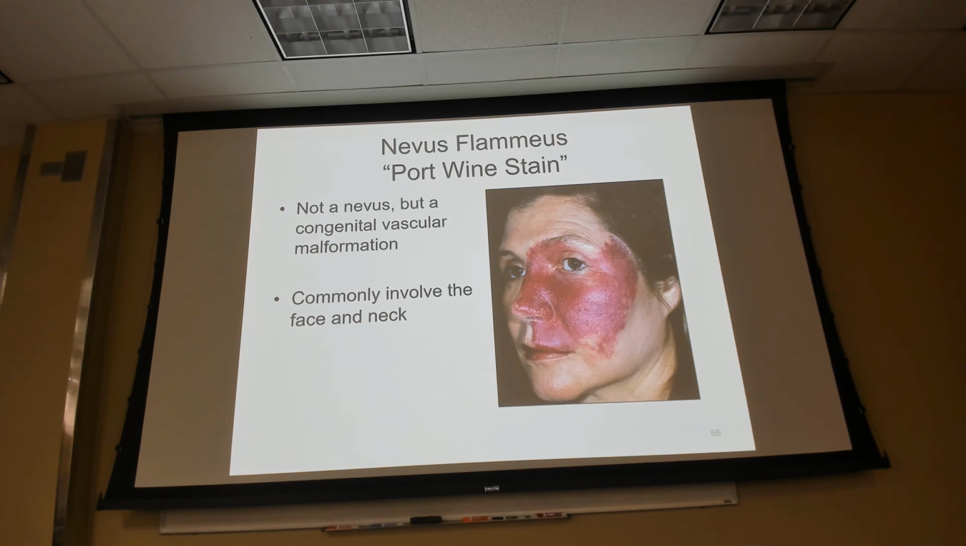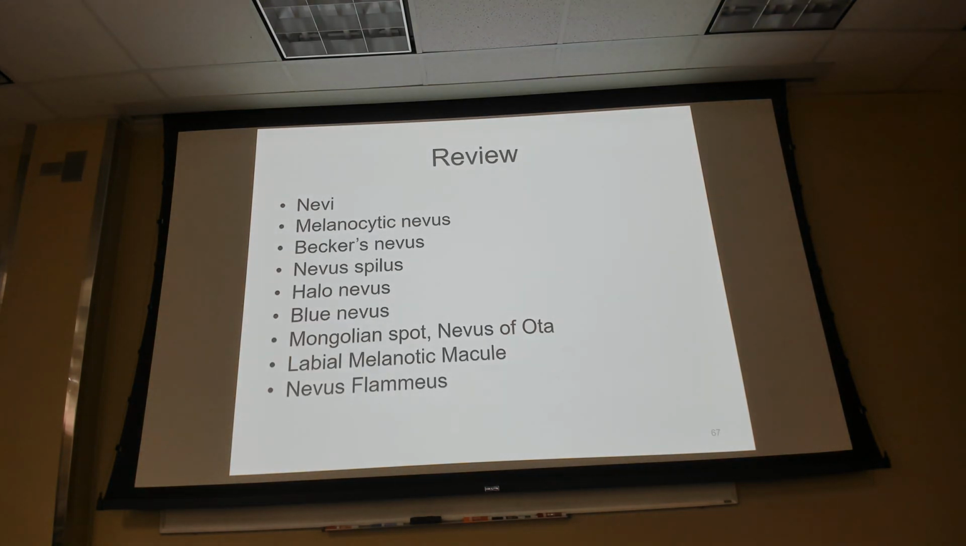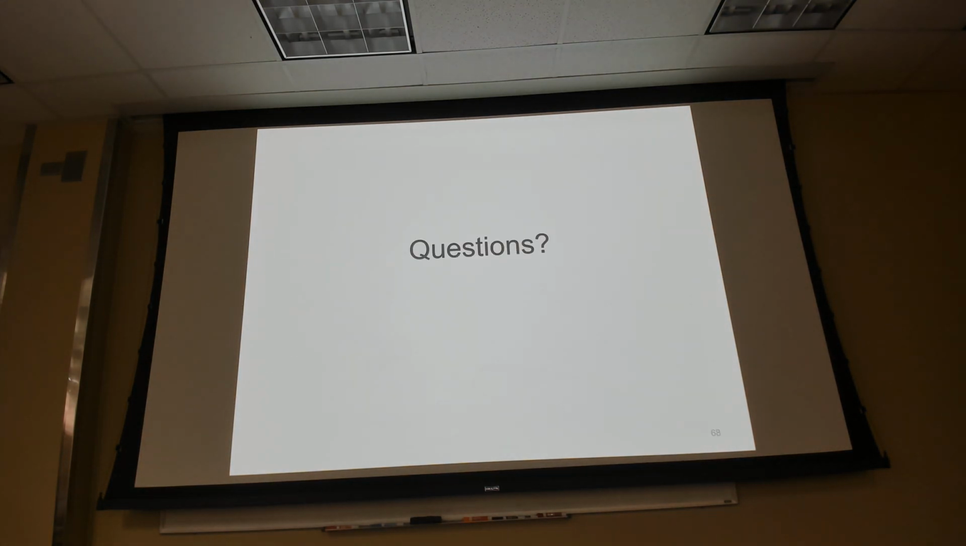We talked about the three, the junction, the compound, and the dermal, and then we broke it down into the special spots that are in those areas. Okay. Any questions about the benign nevi that we just discussed? All right.